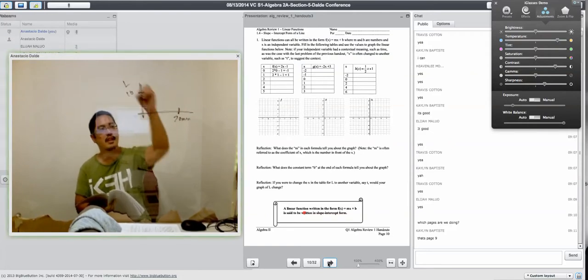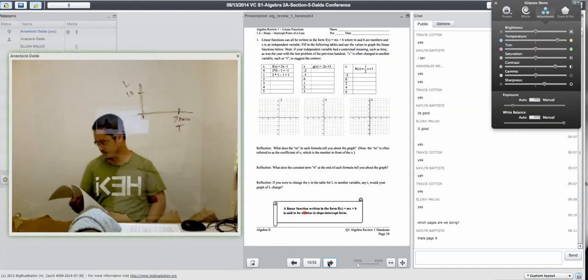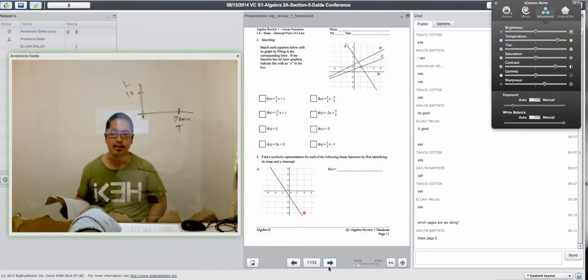So this is L, and this is time. We cool? I'm just kind of trying to think of this as a graph. Oh, wait. I'm doing the wrong problem. Sorry. No wonder. Yeah, you're right.